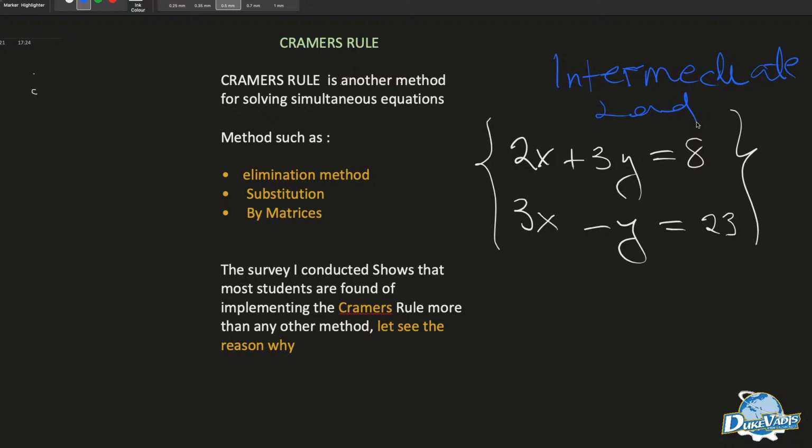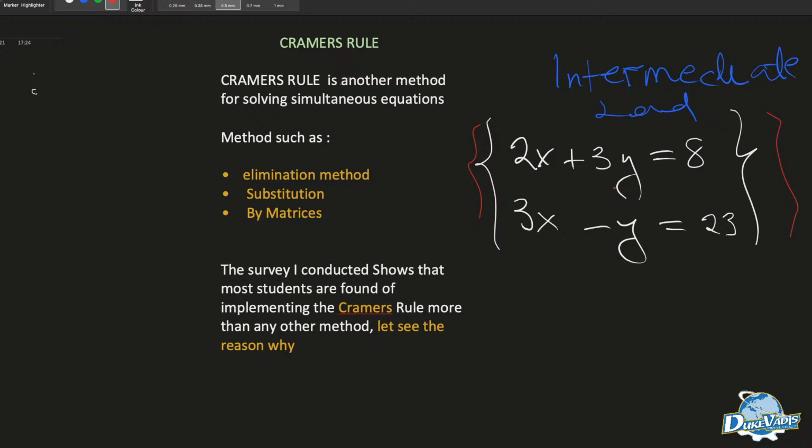In this class, I take it as an intermediate class because we are not going to do 3x3 matrices, but 2x2 matrices. As you can see on the board, our equations are 2x plus 3y is equal to 8, then 3x minus y is equal to 23.